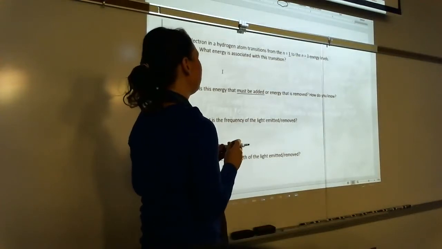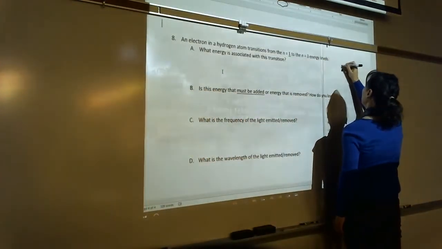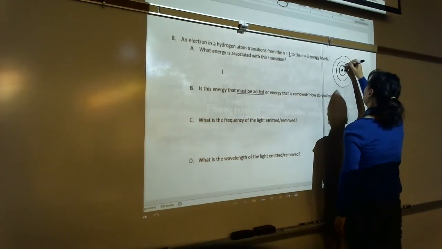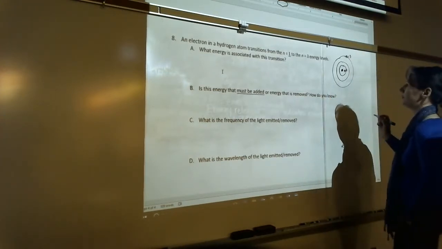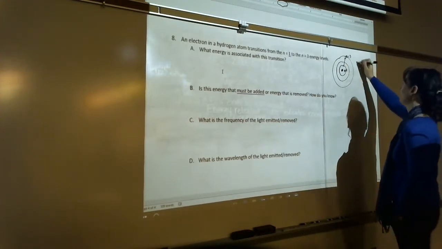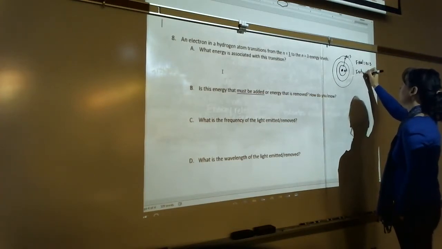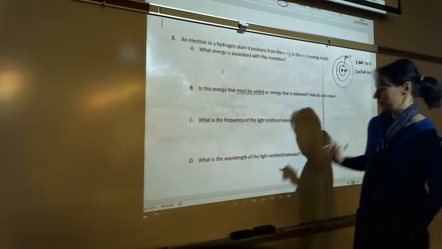N equals 1 to n equals 3. What's the name of n equals 1? The ground state, right? So you're at n equals 1, you end at n equals 3. So are you going down or are you going up? Going up. So final is n equals 3, initial n equals 1.